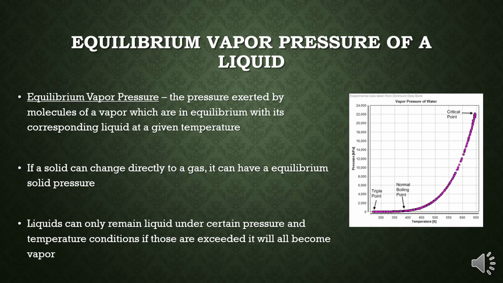Equilibrium vapor pressure of a liquid. The vapor pressure is the pressure exerted by molecules of a vapor which are in equilibrium with its corresponding liquid at a given temperature. So this requires water to have water vapor, instead of evaporated alcohol or something else. If a solid can change directly to a gas, it can have an equilibrium vapor pressure. So, for example, dry ice can have an equilibrium vapor pressure.